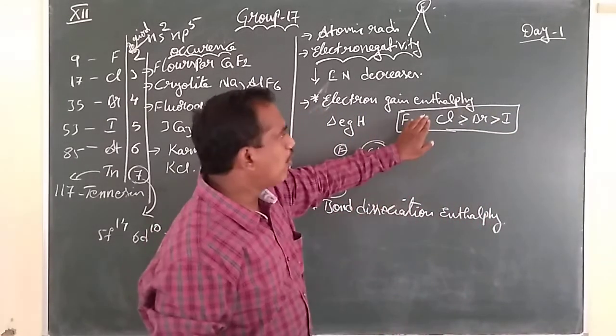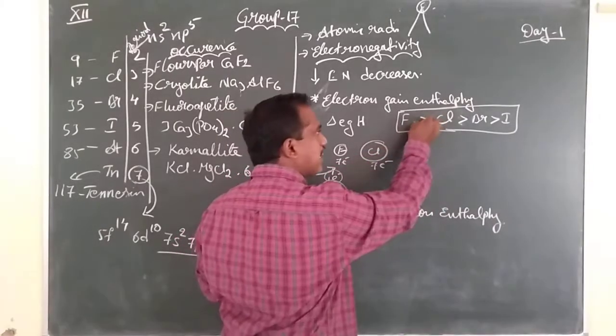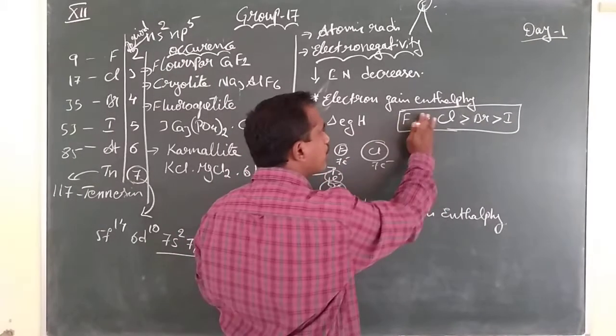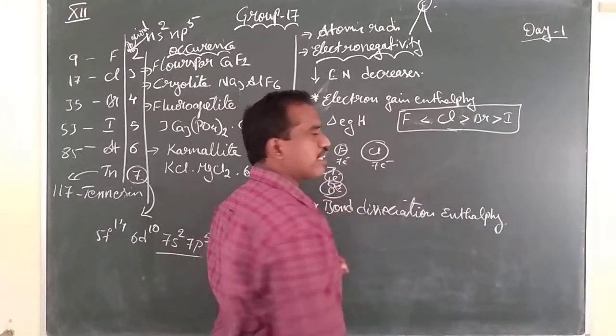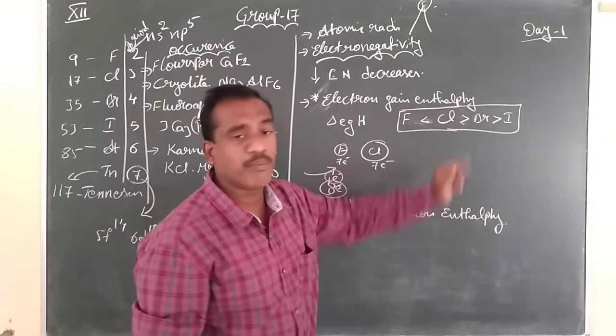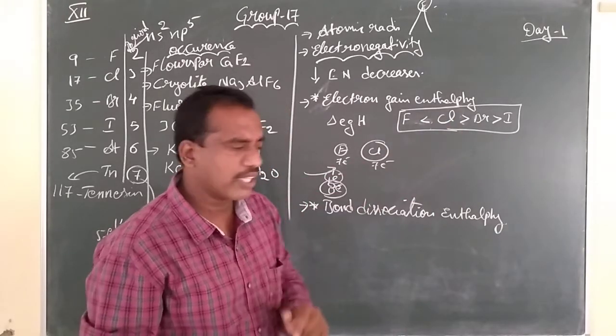In general, fluorine's electron gain enthalpy must be greater than chlorine, but due to its small size, its electron gain enthalpy is lesser than chlorine. This is the very important order we must not forget.